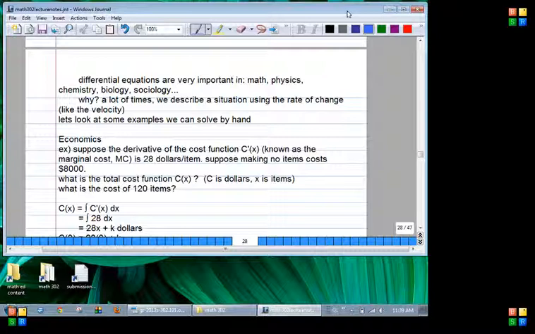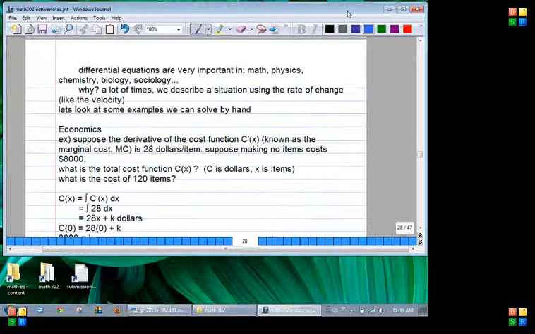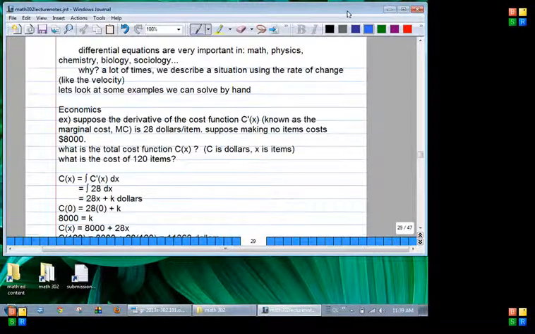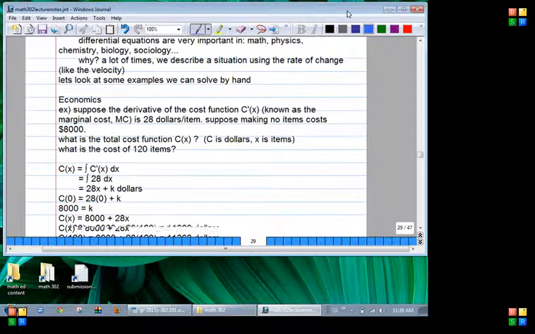But we're not done. We have an initial condition: C of 0 is 8,000. So you plug in zero, you get 8,000. That tells you that K is 8,000 when you solve it. So now we write down our cost function. It's 8,000 plus 28x. Now, what's the cost of 120 items? Just plug it in to C of x, and you get $11,360. Because we measure money in dollars. That's how we roll.